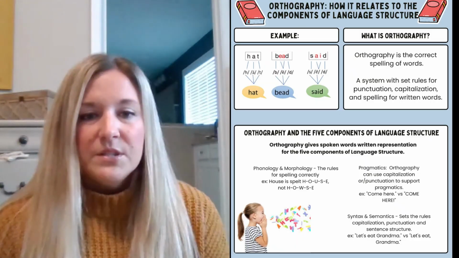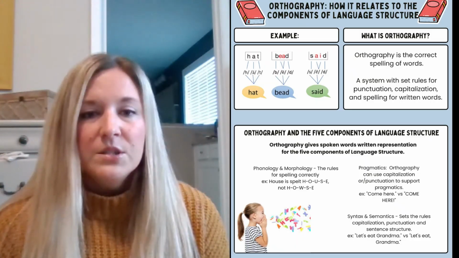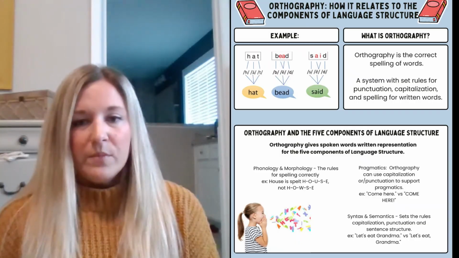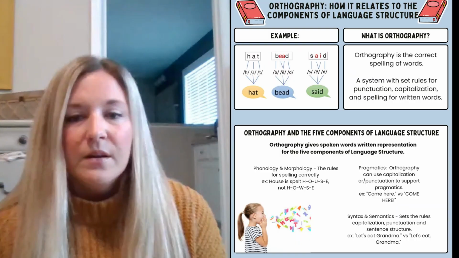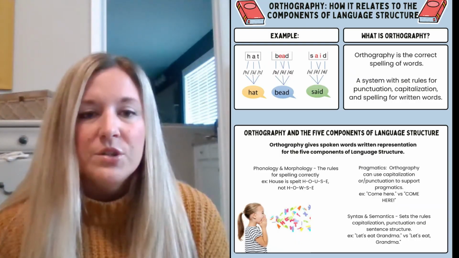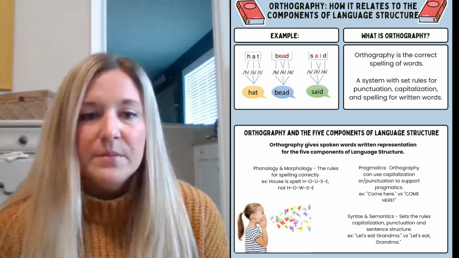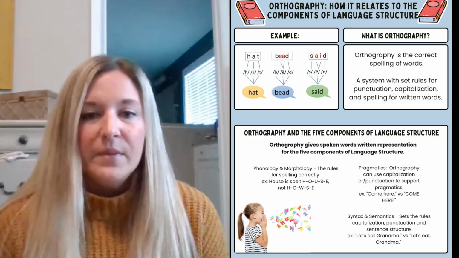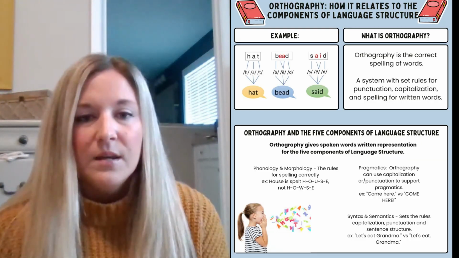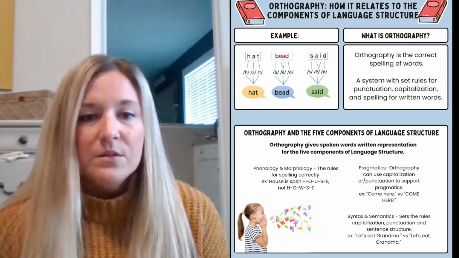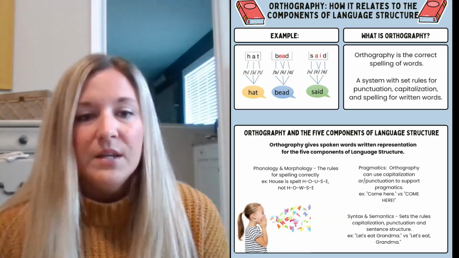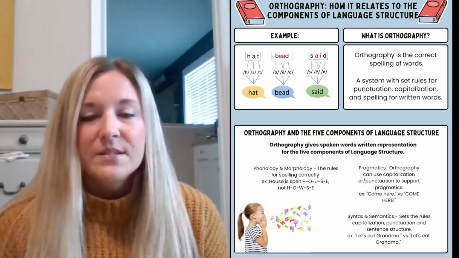When families understand these components, they can encourage language growth in everyday moments, whether it's reading together, having conversations, or just noticing how words work. Supporting language development doesn't have to be complicated. It's about being intentional, patient, and encouraging. With these skills, you can help your child become a confident communicator and ready for success.